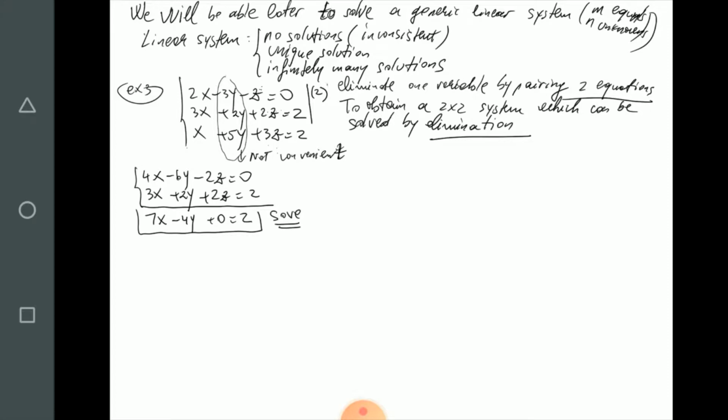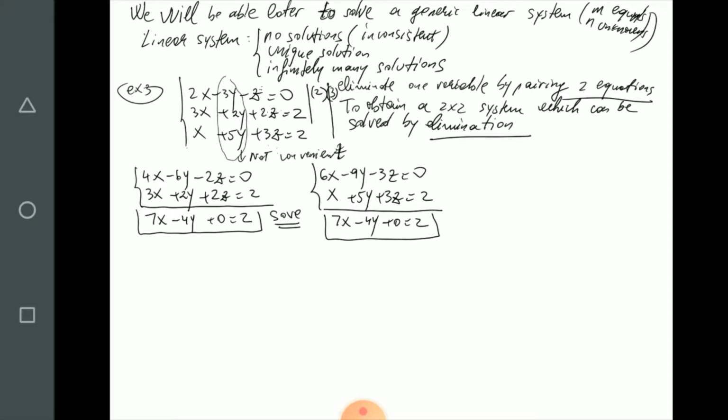As it is, like I said, the best thing to do is to still use the first equation and just multiply it by 3 this time and pair it with the third one. So the first equation times 3 becomes 6x minus 9y minus 3z equals 0. And the last equation, I copy it, x plus 5y plus 3z equals 2. Add the 2 just like before, 7x minus 4y plus 0 equals 2.